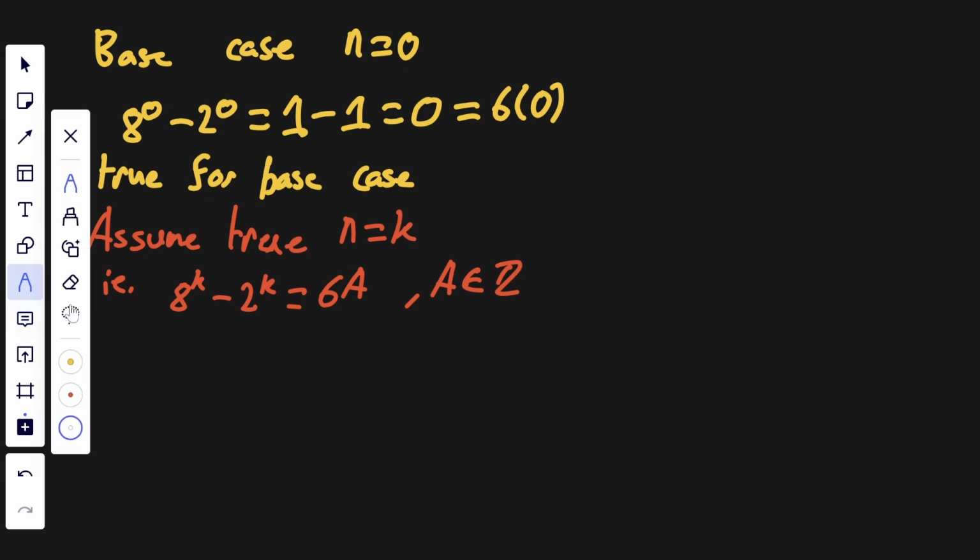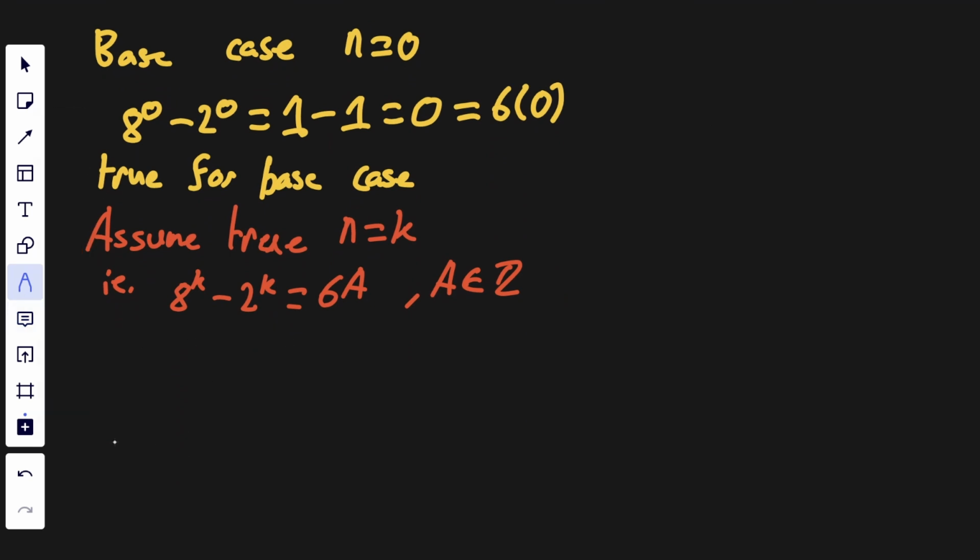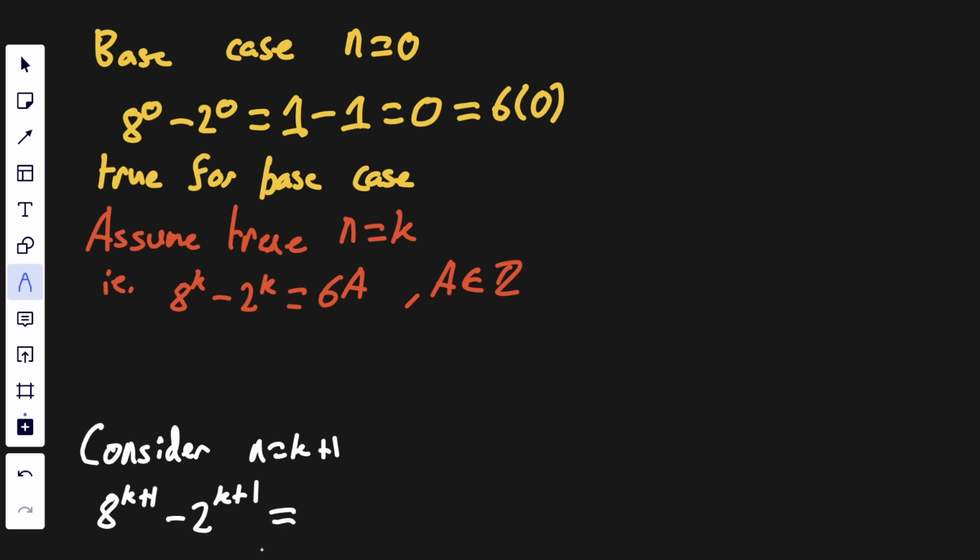Next, like before, I'm going to leave a little bit of a gap between this line and my consideration line, because we're going to want to rearrange our assumption. So consider n equals k plus 1. So 8 to the k plus 1 minus 2 to the k plus 1. And we're going to do a bit of rearrangement with it.